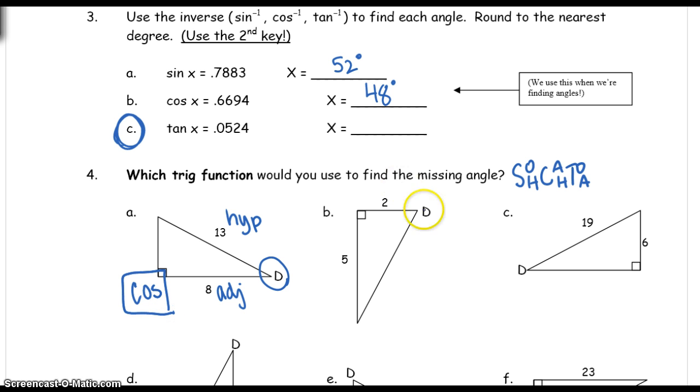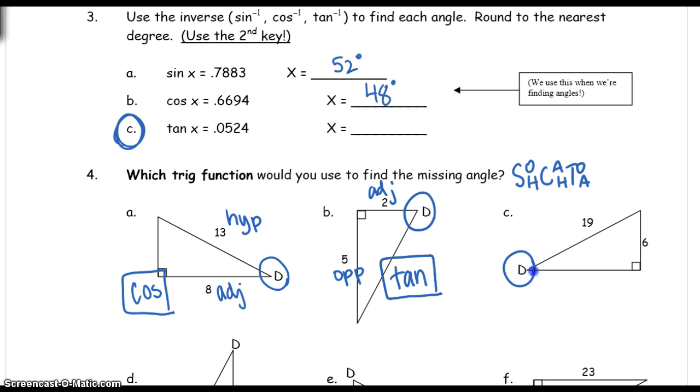Let's look at B. Here's our angle D. Let's label what we know. Across from D is 5. We're going to label that as our opposite. Across from the 90 is our hypotenuse, but nothing's there, so I'm not going to label it. And then last is going to be 2, which is our adjacent. What trig function uses an adjacent and an opposite? An O and an A. It's going to be tangent. Tangent uses an O and an A. So if we were going to work this out, we would have used tangent.